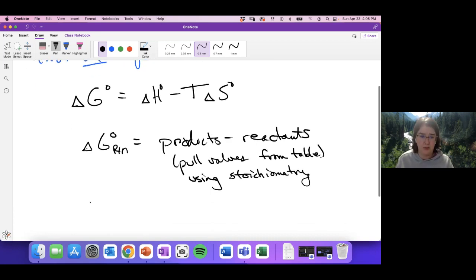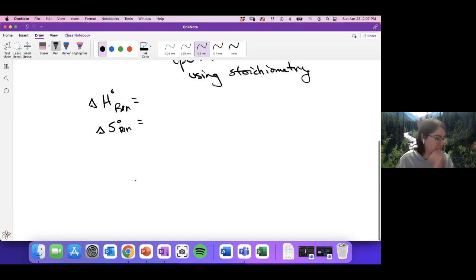That, by the way, also does go for delta H of a reaction, which is calculated the same way, along with delta S, your entropy of the reaction, same way. That's what I meant by I'm not going to quite do all of the equations, but we'll do a couple of them before I forget.